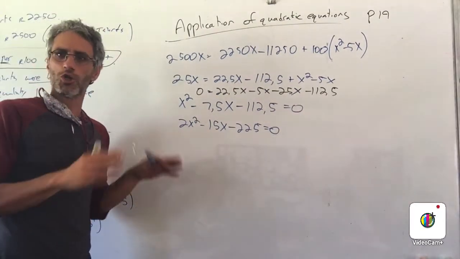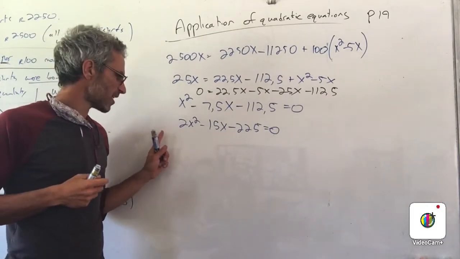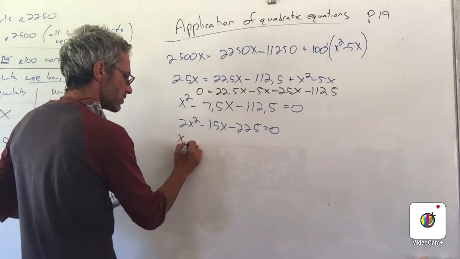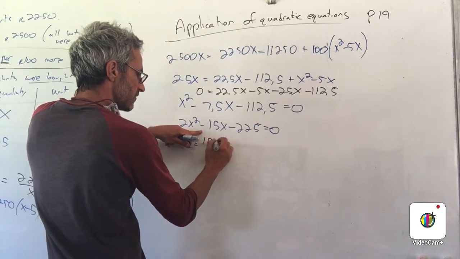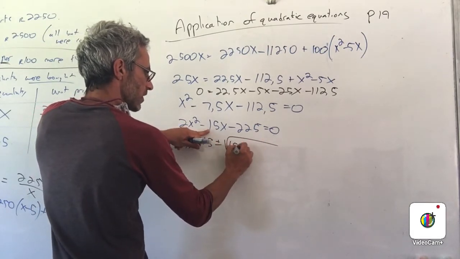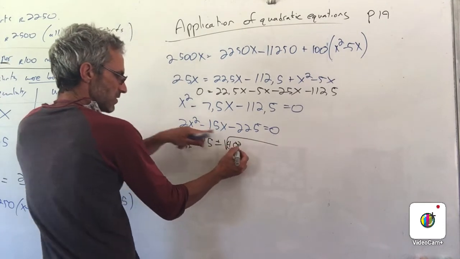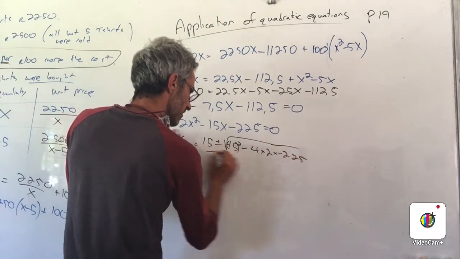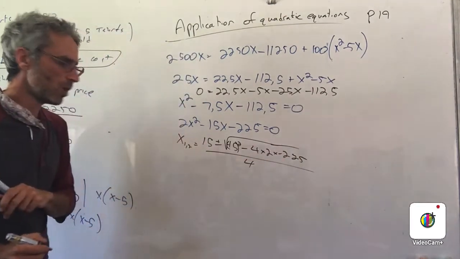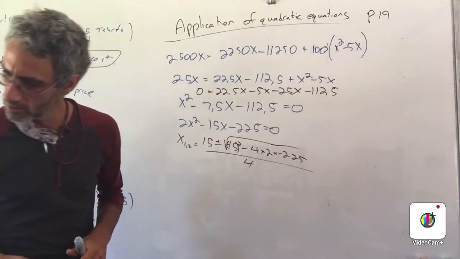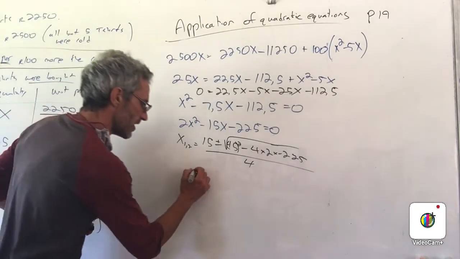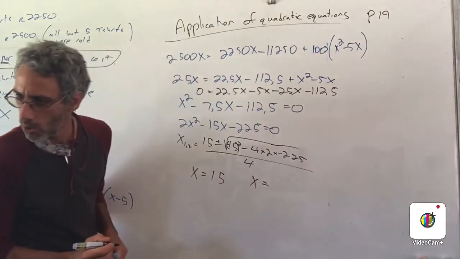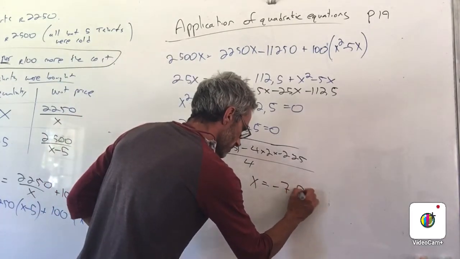I would suggest not using factorization. We learned how to do factorization last year when we don't have a 1, but now we've got the formula. So I will just write x1,2 equals minus b, so that's 15, plus minus the square root of 15 squared, b squared, minus 4 times 2 times minus 225, all divided by 4, because it's 2 times 2. If you don't mind, I'm just going to write the solution straight away. You can check it in your calculator. I've got one solution, x equals 15. The other one, x equals minus 7.5. So I've got two solutions.